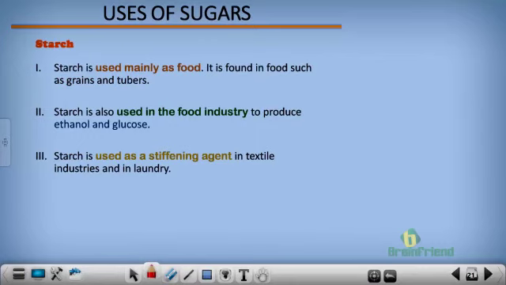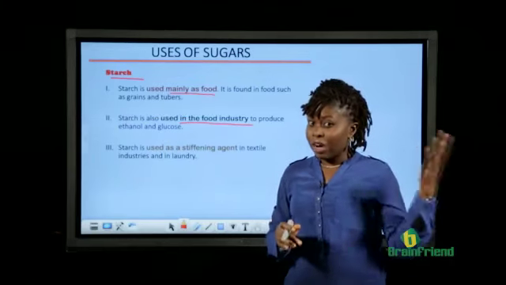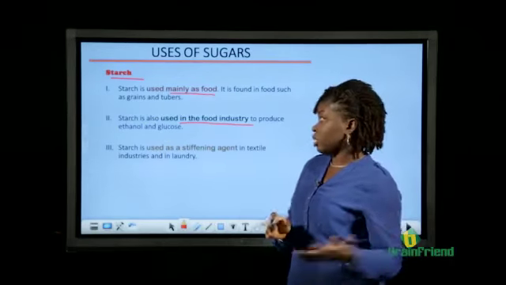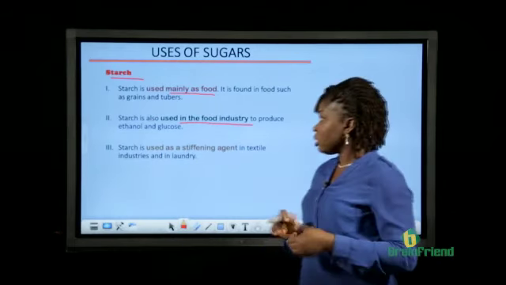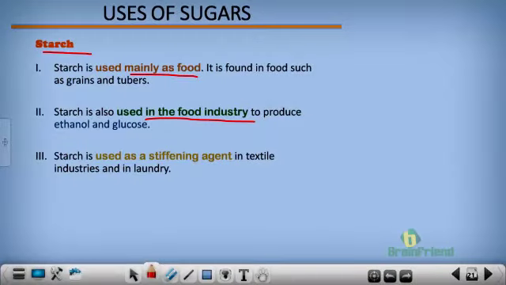First one we have here is starch. Starch is used mainly as food. It is found in foods such as our grains and tubers. Two, it is used in the food industry to produce ethanol and glucose. There are several other industries that starch is also used in, so you can find that out. Starch is used as a stiffening agent in textile industries and in laundry.